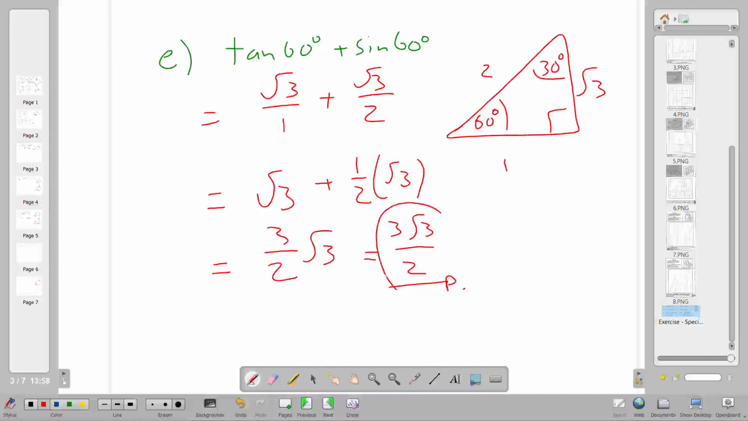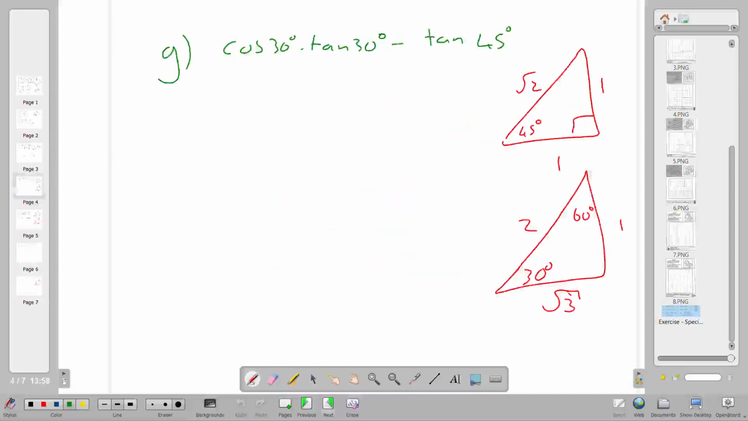Okay, that's my answer. You'll get your marks for these steps, showing them. Alright, that's important. That's why you can't just put everything directly into your calculator. Next, cos 30 times tan 30 minus tan 45.